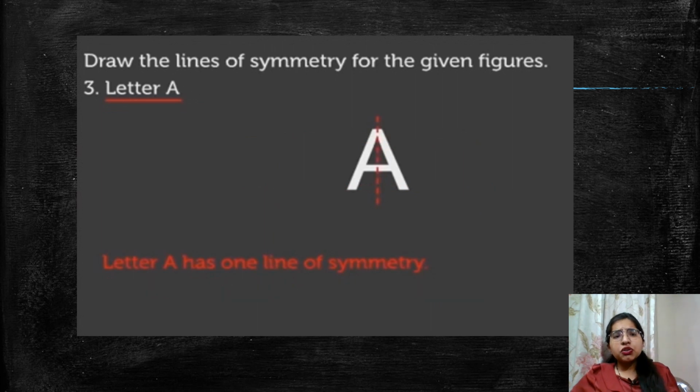Next is, draw the lines of symmetry for the given letters. First, letter A is given to you. See on the screen, letter A. You have to draw the line of symmetry of A. When you divide letter A vertically, the two portions, right side and left side, will equally match. Yes or no? So this line is a line of symmetry. Letter A has one.